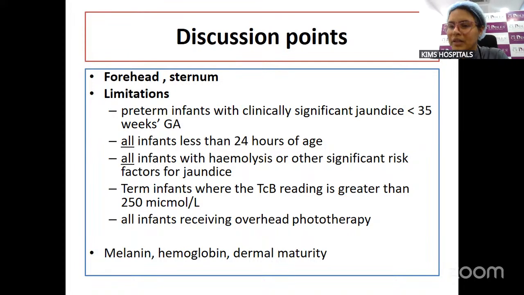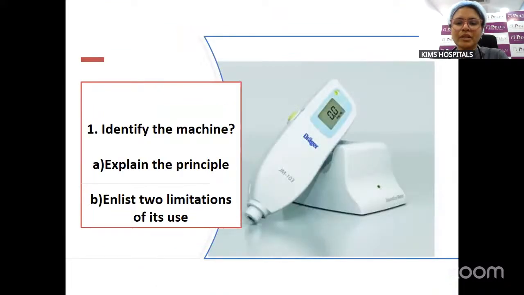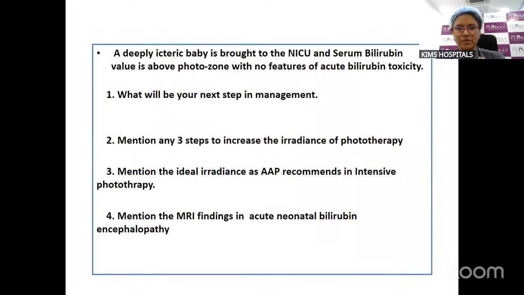However, there is very little evidence for now to recommend TCB measurement for babies less than 24 hours of postnatal age and babies with significant hemolysis and other risk factors like ABO-Rh isoimmunization, and term babies where the TCB reading is greater than 250 micromoles or greater than 17 milligrams per deciliter. So this is TCB. The principle is spectral reflectance, and we discussed some of the limitations.